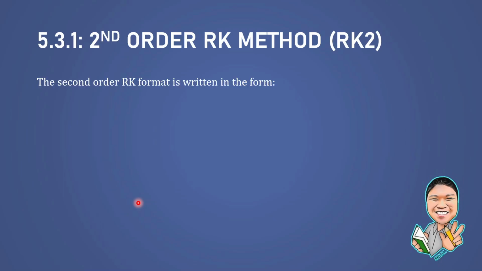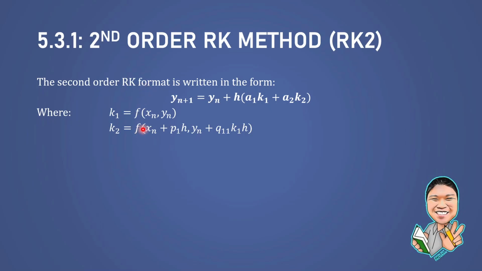So, dito, the second order RK format is written in the form, so y sub n plus 1 is equal to y sub n plus h, the quantity a sub 1 k1 plus a sub 2 k2. So, kaya to natawag na second order kasi dalawa yung k. Okay? So, ngayon, yung k sub 1 is equal to f of x sub n, y sub n, and yung k sub 2 is equal to f of x sub n plus p1h, tapos y sub n plus q11 k1h.